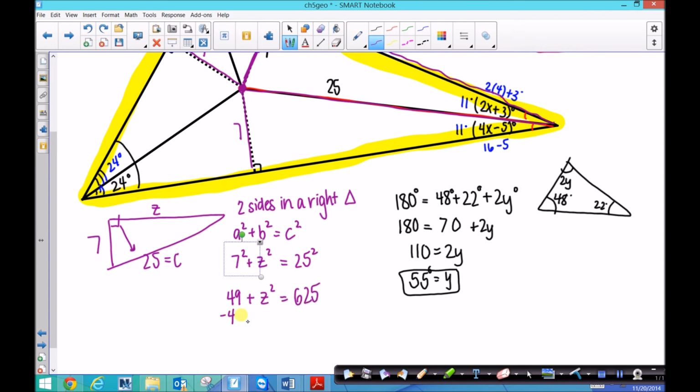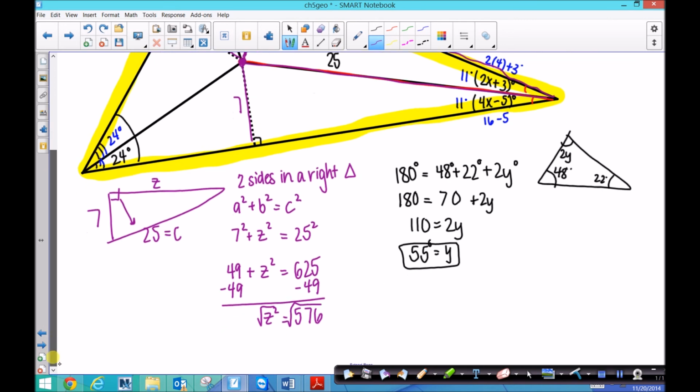Now when we subtract on each side, we get that z squared is equal to 576. Now when we take the square root, it turns out that 576 is a perfect square. And so we're able to say that z will be equal to 24. And so now we've gotten all of our missing pieces. We have filled in for x, y, and z, and we have completely finished the incenter.